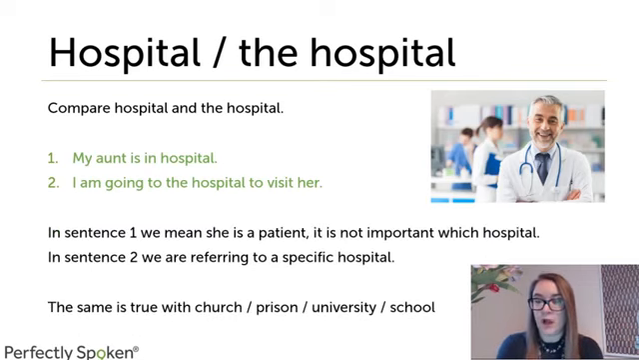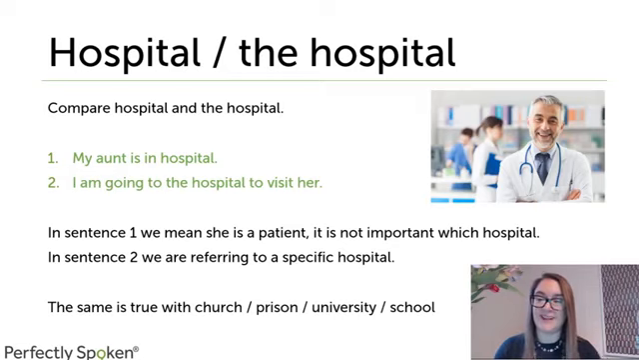Well, in sentence 1, we mean she is a patient. So it's not important which hospital. I'm talking in general. I'm informing you that my aunt is unwell. She's a patient in hospital. But in sentence number 2, I'm referring to a specific hospital. I'm going to the hospital to visit her.